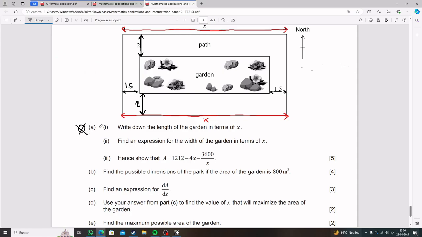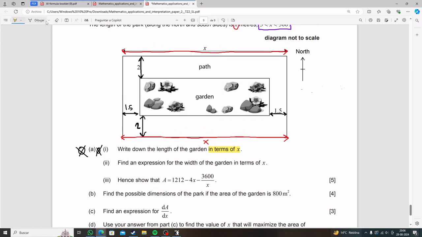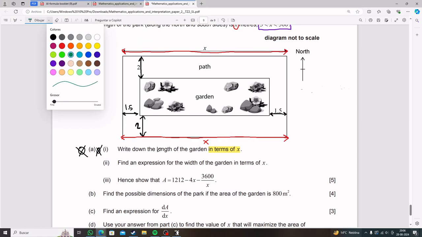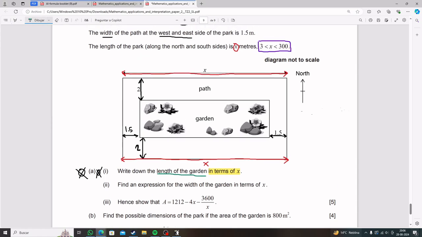For part A i, we need to write down the length of the garden in terms of x. So the first thing I need to really make clear to you is that when they say in terms of x, that means that your answer needs to have an x inside of it. So in terms of x means that your answer has an x somewhere in there. So if we're trying to find the length of the garden, which I'm putting in green right here, the length of the garden is this guy right there. And so how can we express this in terms of x?